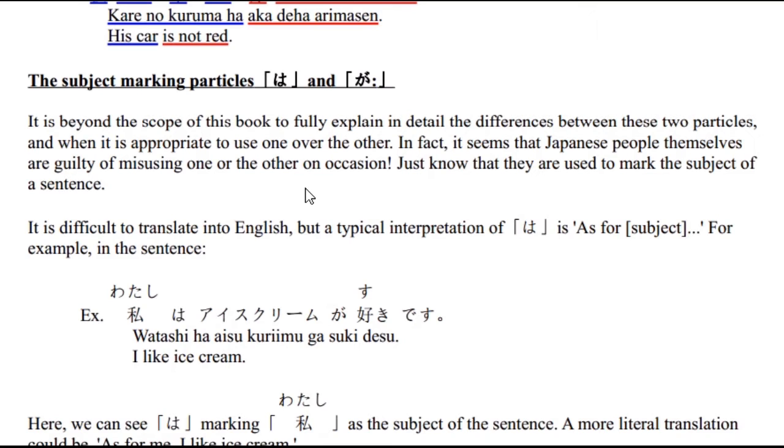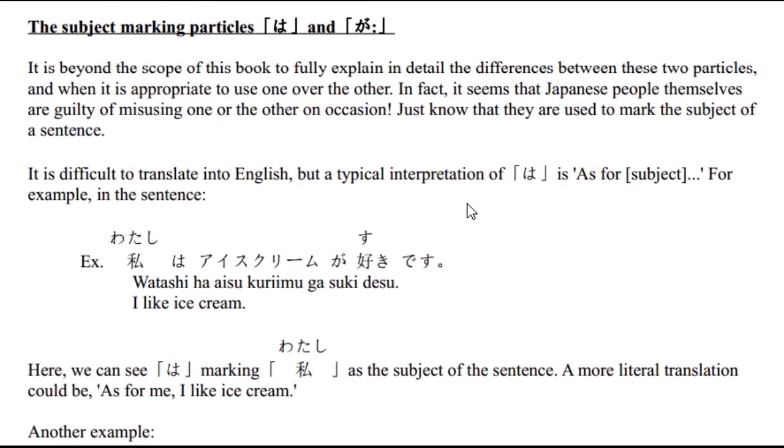But in this chapter, I'm just going to teach one difference that I think is really easy to understand and very important. So here we go. A typical interpretation of wa, when it's translated into English, can be something like as for subject. So I mentioned before that wa is a subject marking particle. So it usually is used to introduce the subject of some sentence or some idea.